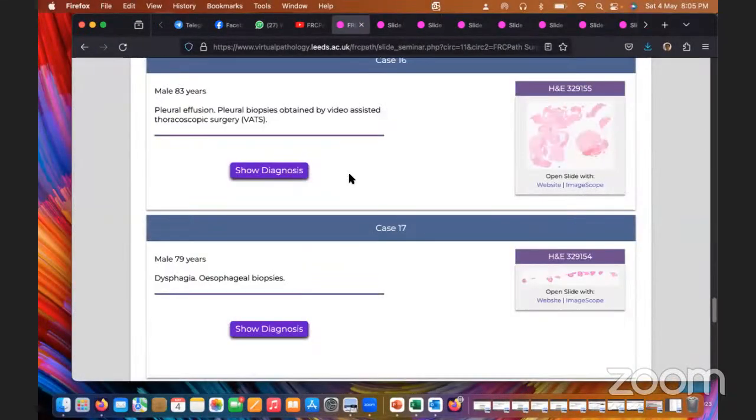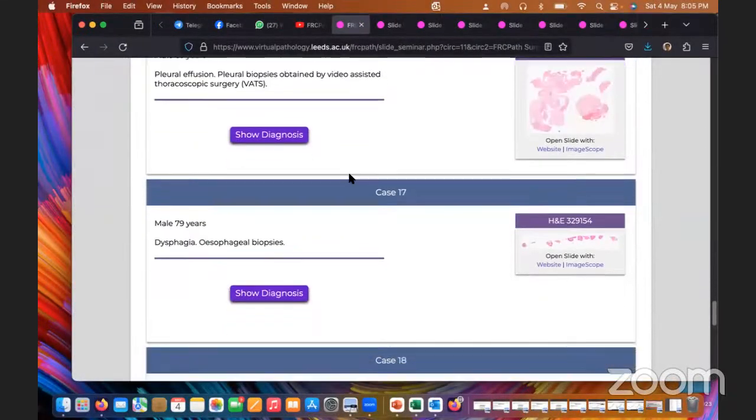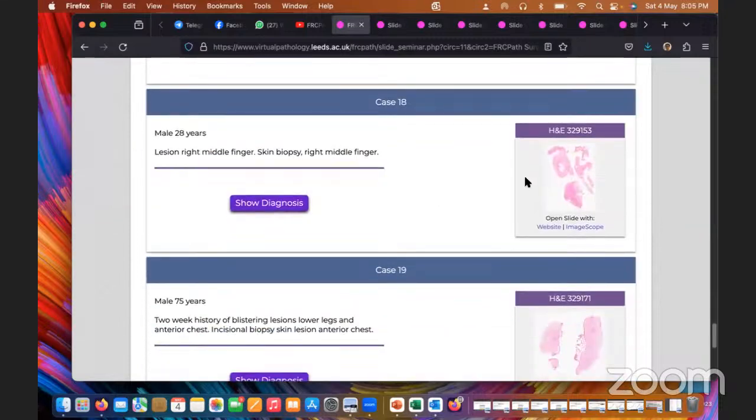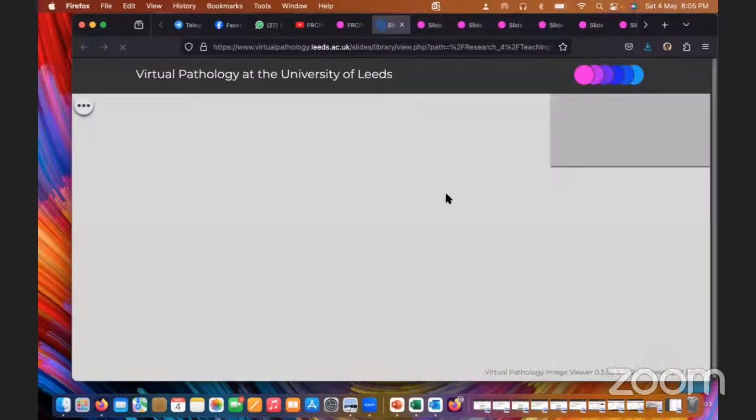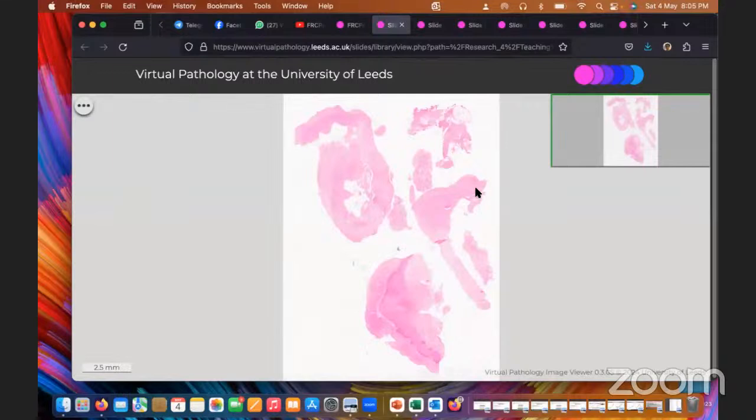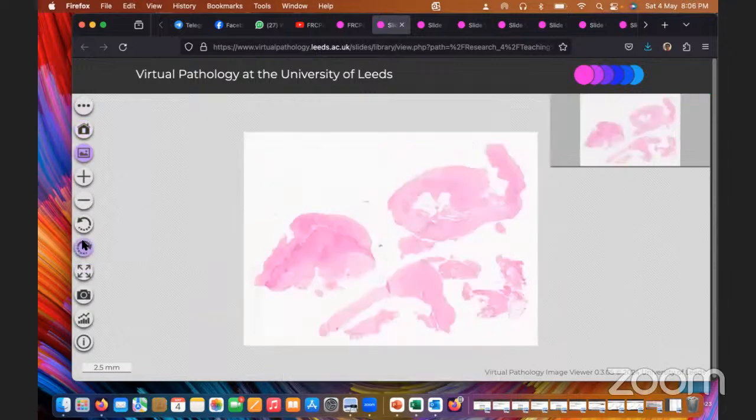Okay, now moving on to case number 18. 18 is a 28-year-old male patient having a right middle finger lesion. Okay, so if you evaluate the section under the microscope, you see that there are a few fragments of this biopsy.